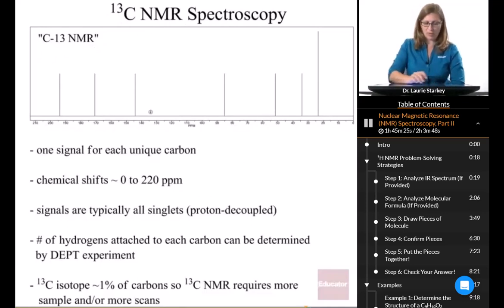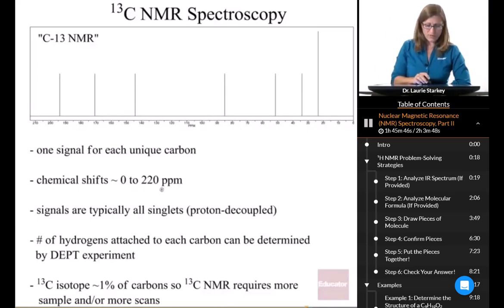Okay, here's a typical C-13 NMR, or one we might see. As we saw with proton, what does it have in common with proton? Well, we still get one signal for each unique carbon. So again, if there's symmetry that makes one carbon chemically equivalent to another, they will coincide on the spectrum.